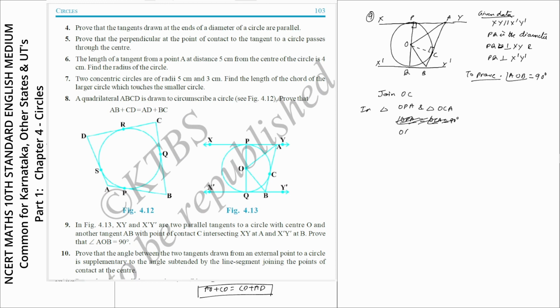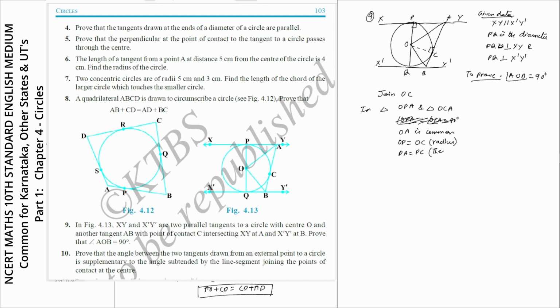Now OA side is common to both the triangles. Now OP or PO is equal to OC. These two are radii, so these two sides are equal in these two triangles. And there's one more thing. PA is equal to PC. These two are equal according to theorem 4.1.